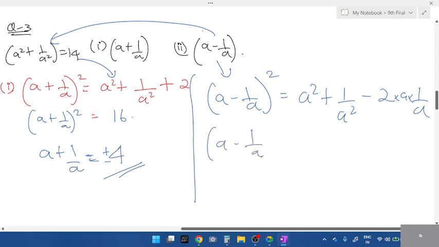Okay, we'll use this. (a minus 1 by a) the whole square is given. What's the value of square? No, no. First tell me a square plus 1 by a square. What is given in the question? In minus.